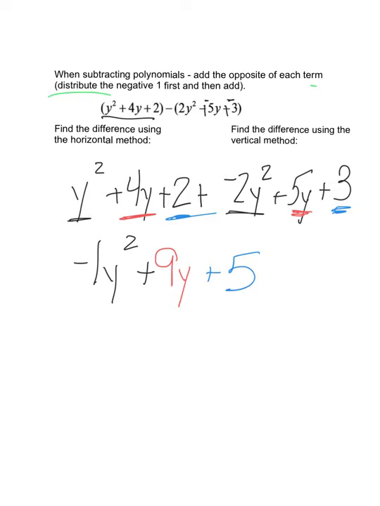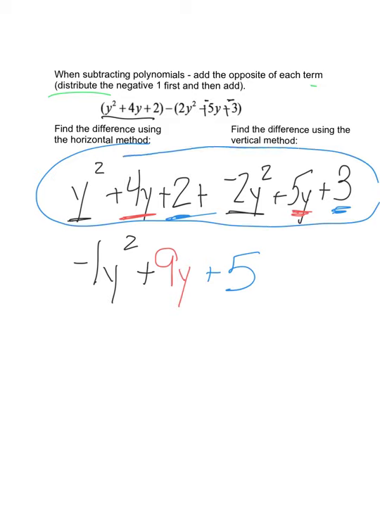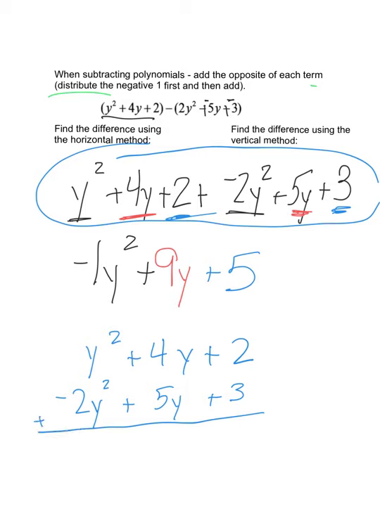Now I'll show you vertically. So I've already distributed, so it's this that I'm going to write vertically. Y squared plus 4y plus 2. That was my first expression. -2y squared plus 5y plus 3. Now I'm going to add those. 1 plus -2 is -1 y squared plus 9y plus 5. I got the same exact answer. It's just whichever one is more comfortable. But make sure you distribute that -1 first.